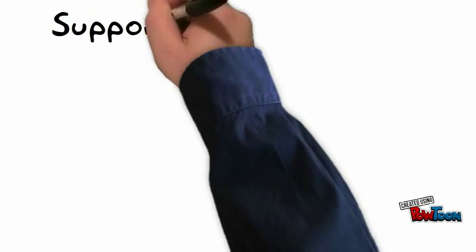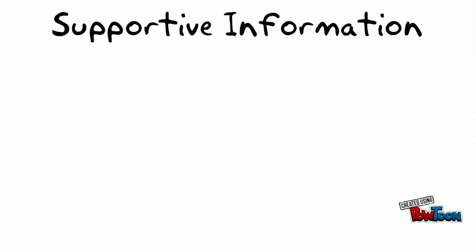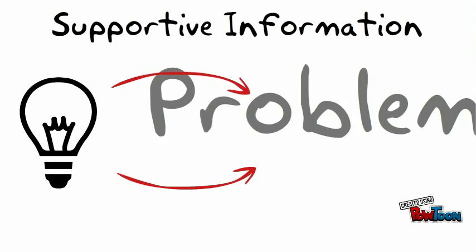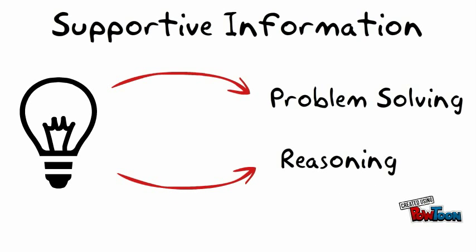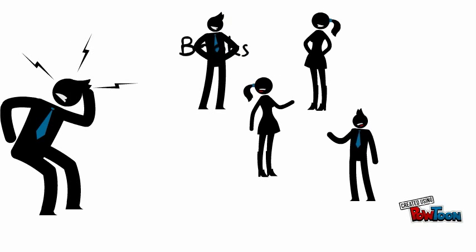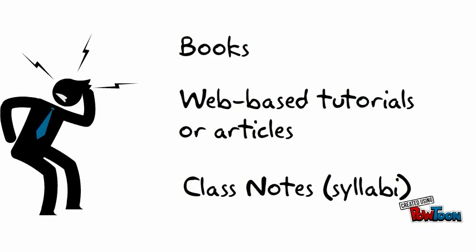The next component of the 4C ID model is supportive information. This represents the theory of a particular learning concept and helps with problem solving and reasoning. Typically, supportive information helps learners with non-recurrent aspects of learning tasks, comparing their cognitive schema with those of experts or other learners, and can come in the form of books, web-based tutorials or articles, or class notes.